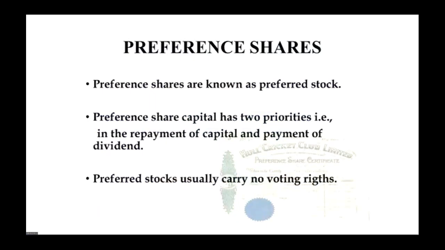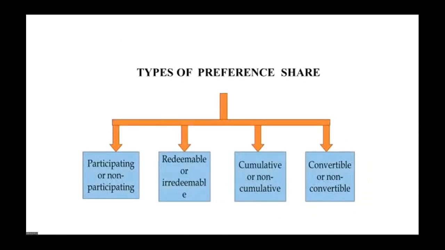Okay. Now, let's look at the other. We talked about equity shares. We also have preference shares. So what are preference shares? Now, put it on the screen. Preference shares are known as preferred stock. So preference shares have priority in the repayment of capital and payment of dividends. But the drawback is that when you have a preference share, you don't have a voting right. So we have types of preference share: participating or non-participating, redeemable or irredeemable, cumulative or non-cumulative, convertible or non-convertible.